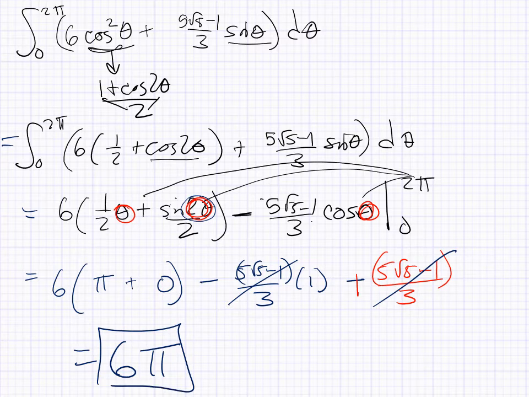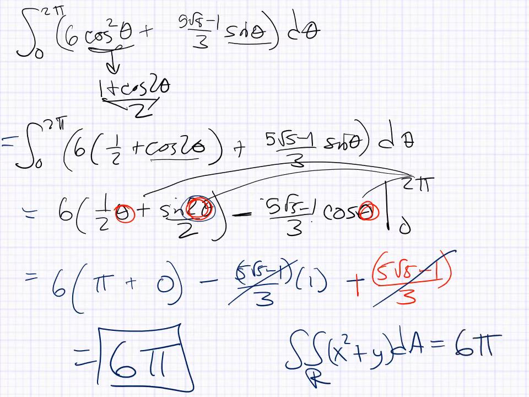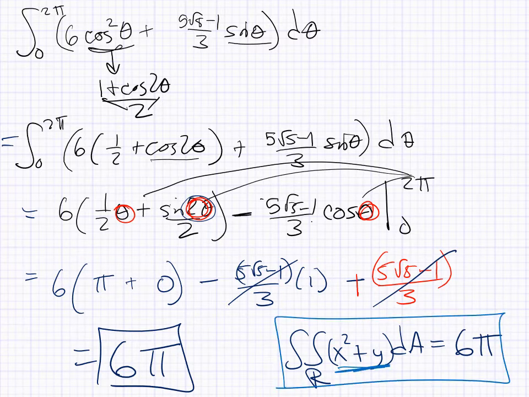And so the integral of x squared plus y with respect to this area of the region we integrated over is 6 pi. And we didn't do it in rectangular coordinates and leave everything in terms of x, y. We did it in polar coordinates because it just made more sense.